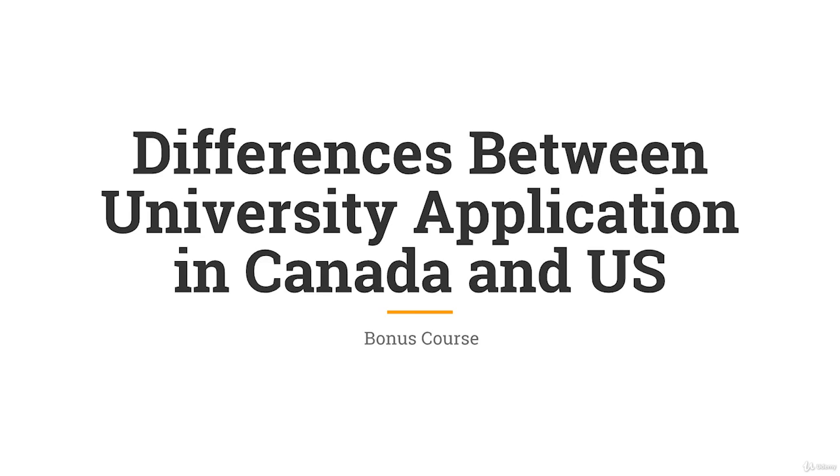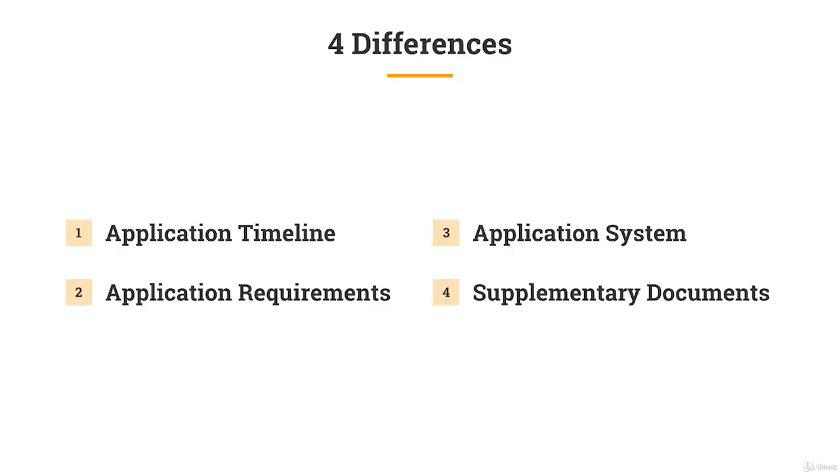So in the previous videos, I didn't talk much about the Canadian university application. So in this video, I'm going to make a comparison of the university application systems between the two countries. And we'll talk about differences from 4 aspects: the application timeline, the application systems, application requirements, and supplementary documents.